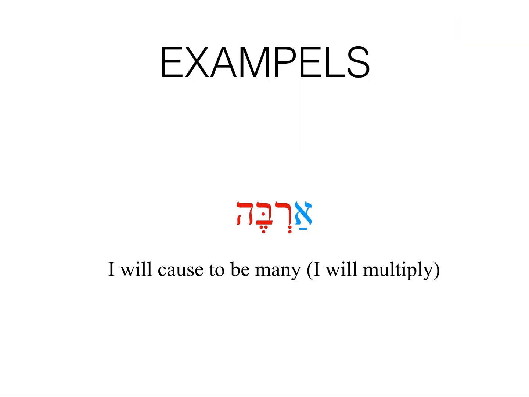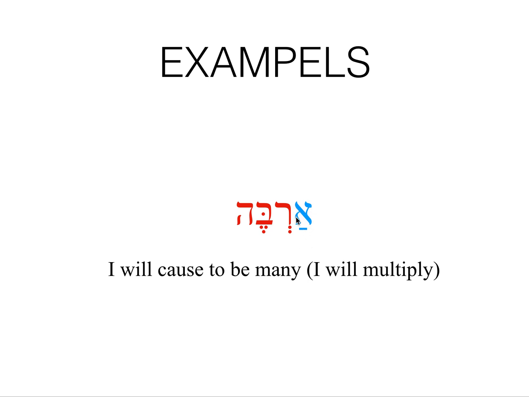Here are three examples. Arbeh, we have first three letters raba, which means to be big or great or many. We know the form is Aleph, and it tells us the first common singular, so it's I will do this action. The action is in the future, it's an imperfect.